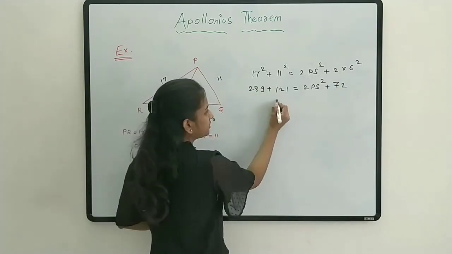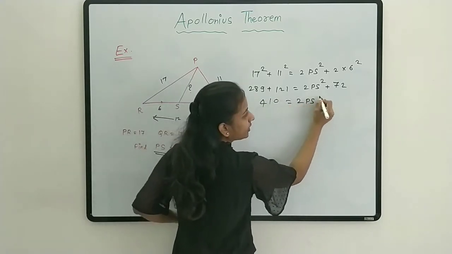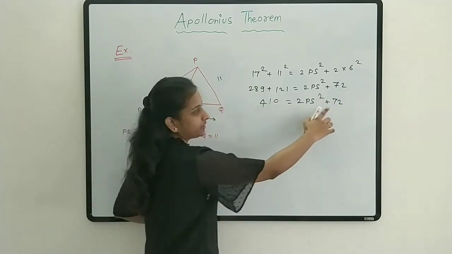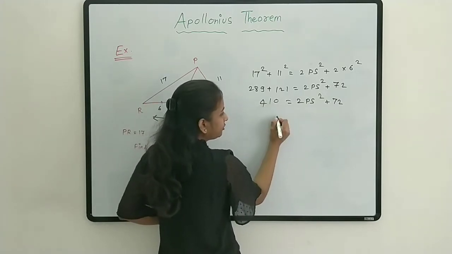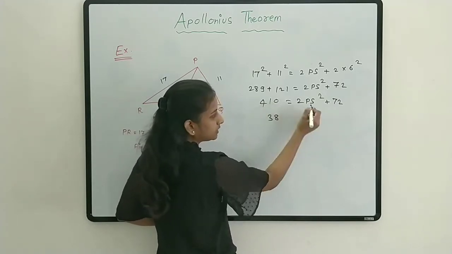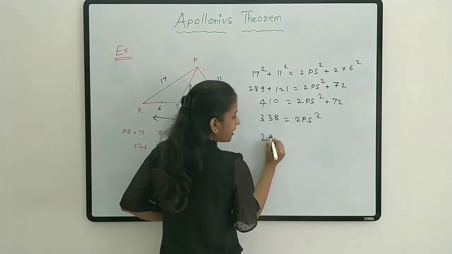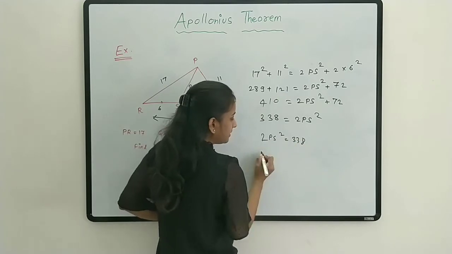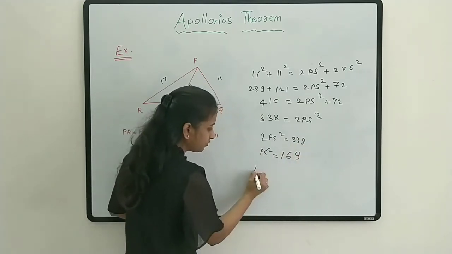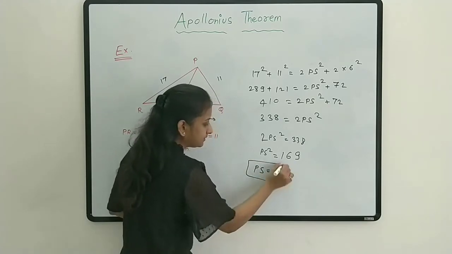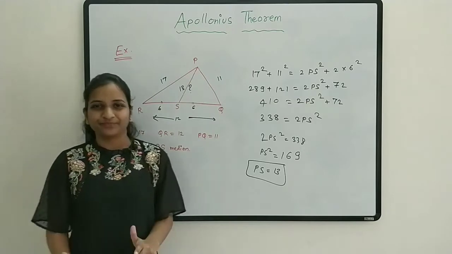Now this is 410. 410 is equal to 2 PS square plus 72. 72 on this side, so it is 410 minus 72, it's 338, equal to 2 PS square. So 2 PS square is equal to 338. PS square is equal to 169. So PS is equal to 13. Easy. This median length is 13.